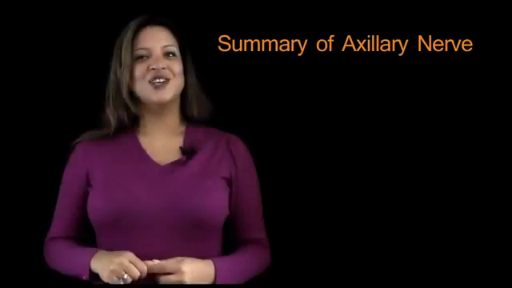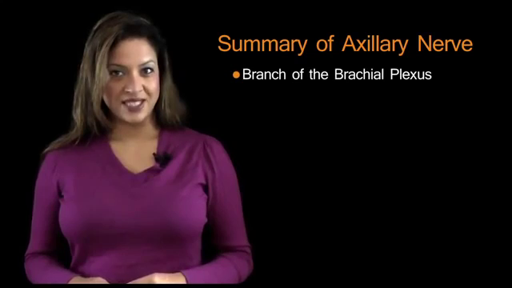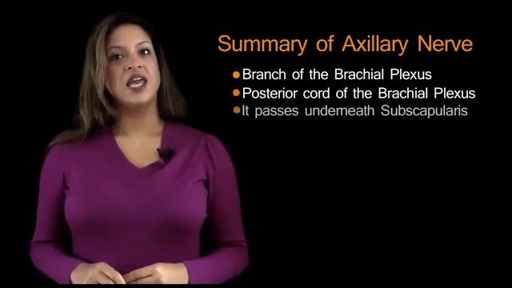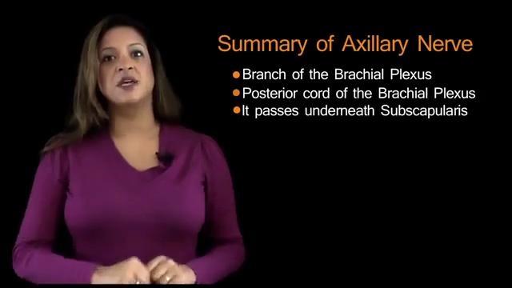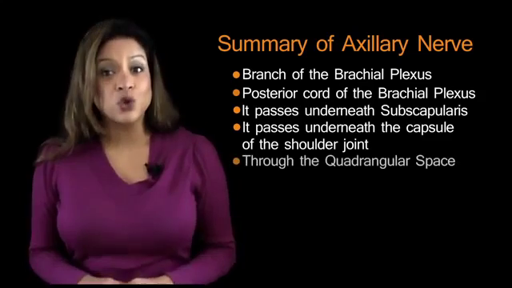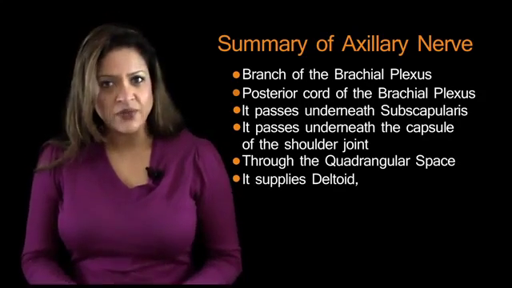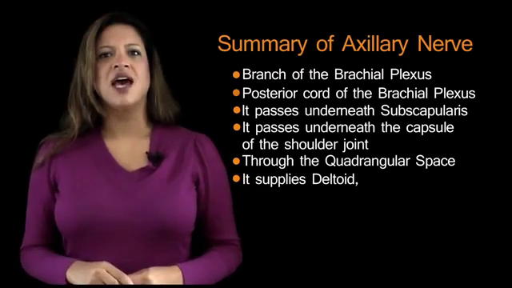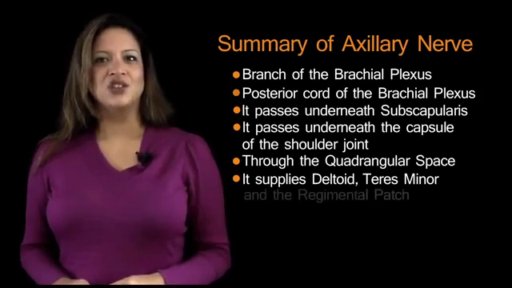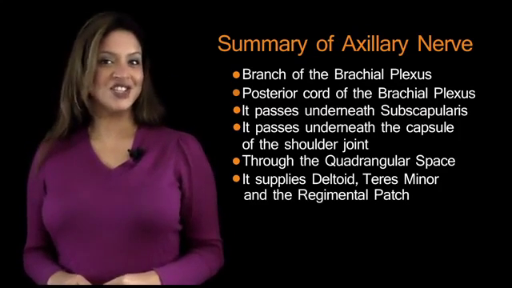So to summarise, the axillary nerve is a branch of the brachial plexus. It comes from the posterior cord of the brachial plexus. It passes underneath subscapularis, underneath the capsule of the shoulder joint, through the quadrangular space, and it supplies deltoid, that beautiful round muscle, and it also supplies teres minor, and a small patch of skin, the regimental patch. So there you have it, the axillary nerve in a nutshell.